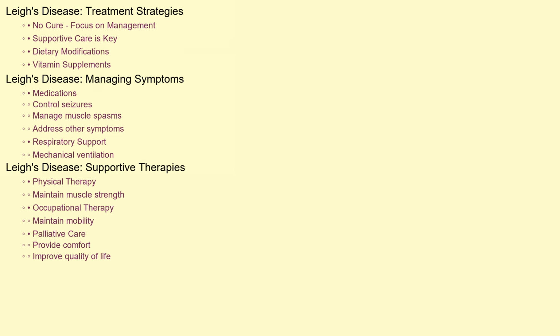Currently, there is no cure for Leigh's disease. Treatment focuses on managing the symptoms and providing supportive care. This may include dietary modifications, such as a ketogenic diet, to improve energy production. Vitamin supplements like thiamine, riboflavin, and coenzyme Q10 are sometimes used to support mitochondrial function. Medications may be prescribed to control seizures, manage muscle spasms, and address other specific symptoms.